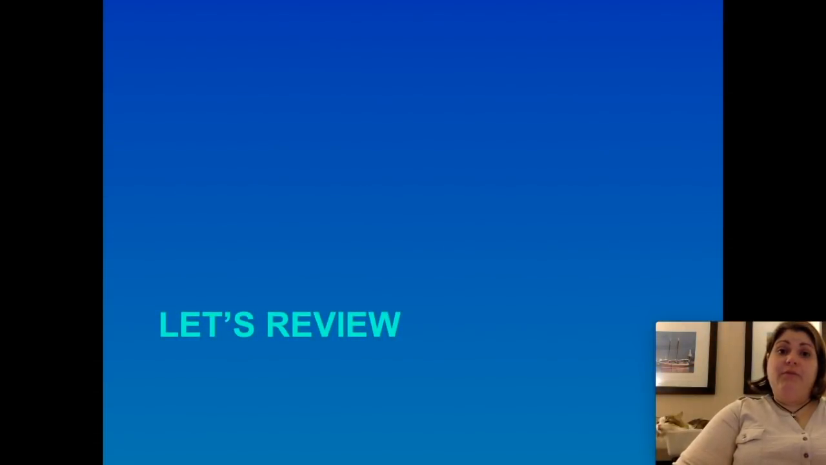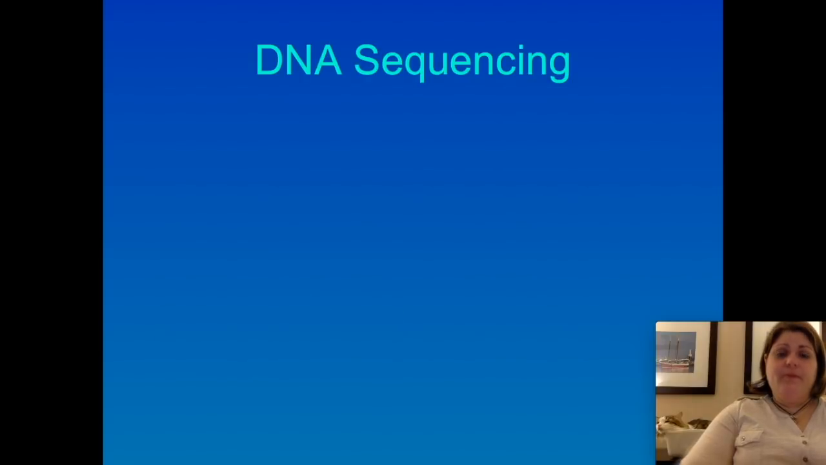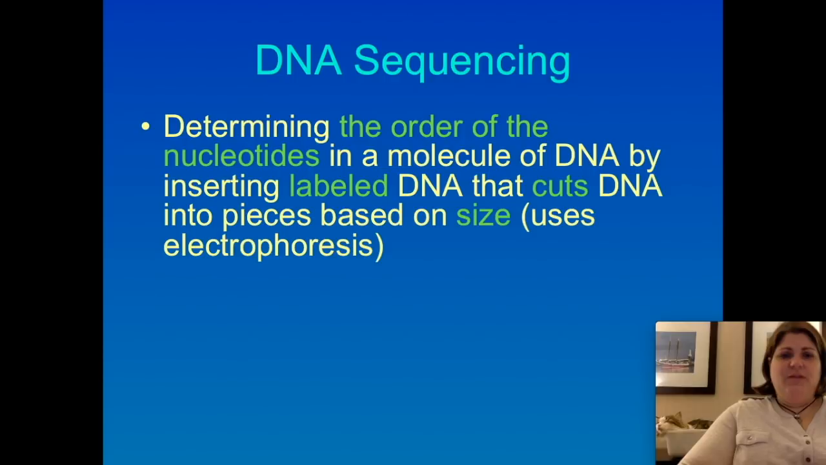Let's take a minute and review. The first one is DNA sequencing. And DNA sequencing is really just a way of determining the order of the nucleotides. So what is the AACGGTC code in a particular gene or molecule?